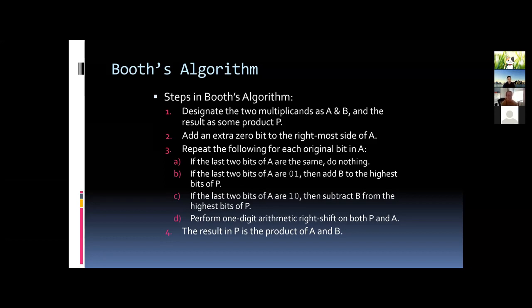So based on this principle, if the last two bits are 0, 1, I need to add B to the highest bits of P. And if the last two bits of A are 1, 0, then I need to subtract. And we always perform a one-digit arithmetic right shift on both P and A. The result in P is the product of A and B. So how is this going to work in practice? Remember, things will be shifted to the right, not to the left. So that's not a logical shift, it's more like a barrel shift.